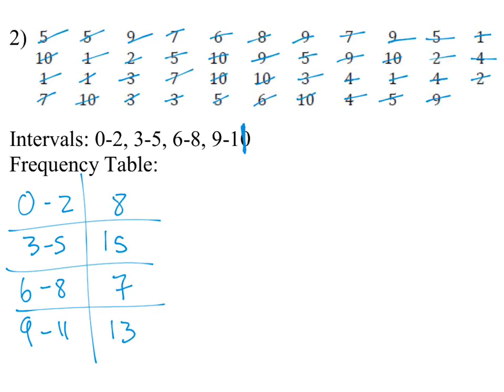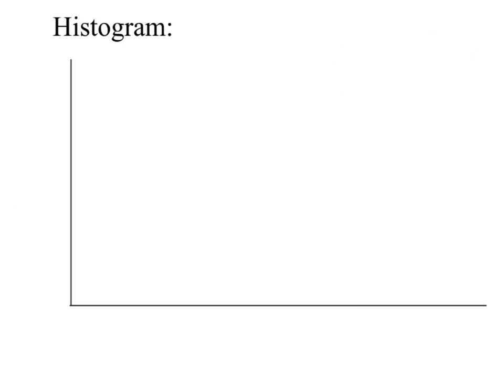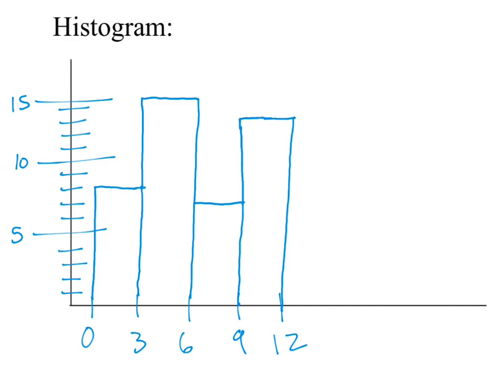All right, did you get 8, 15, 7, and 13? Hopefully you did, because that's what I got. And hopefully I'm right. Go ahead and make your own histogram, put your own labels on it, draw your bars. And so pause the video, come back after you've done that, and we'll see how you did. All right, let's see how you did.